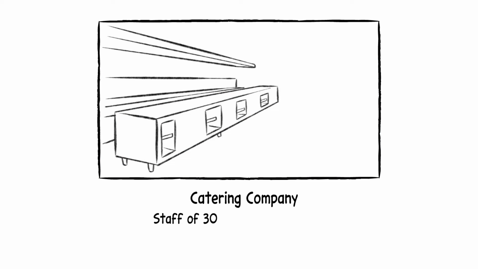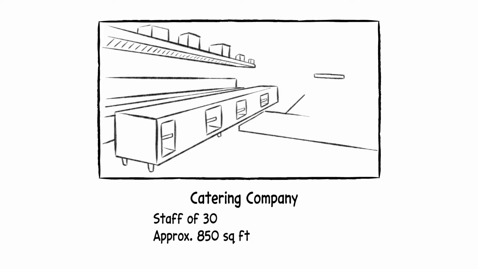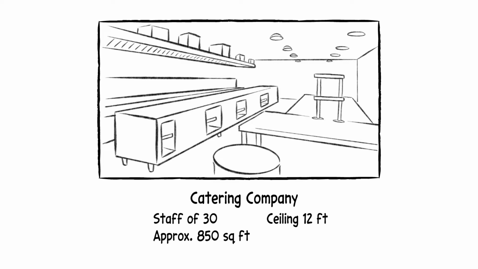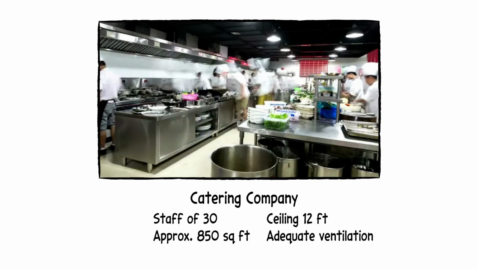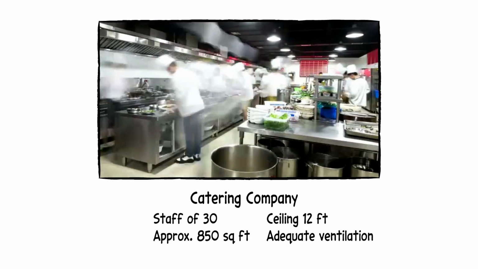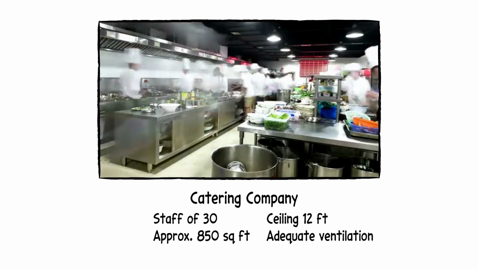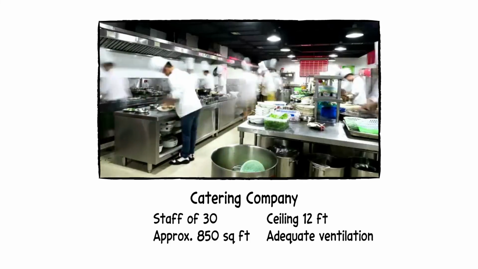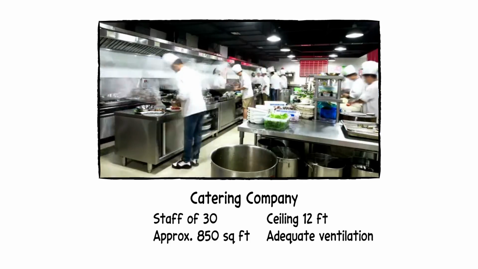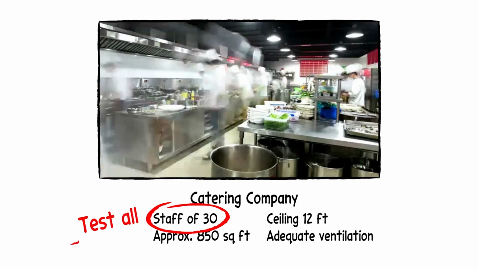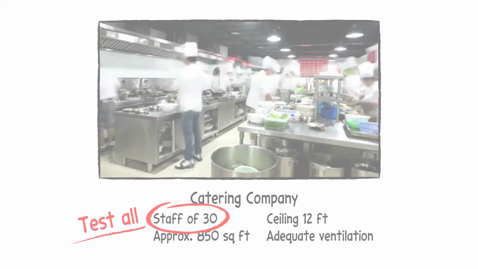For comparison, let's say this same patient worked instead in a kitchen for a large catering company with a staff of about 30, working in one open area measuring approximately 850 square feet, with a ceiling height of 12 feet and a ventilation system to the outside. Although the area appears open, the staff co-mingle and cross into one another's space all day as they prepare food, making it difficult to distinguish high and low-risk contacts. Consequently, there may be justification for identifying and testing all 30 employees as high-risk contacts.